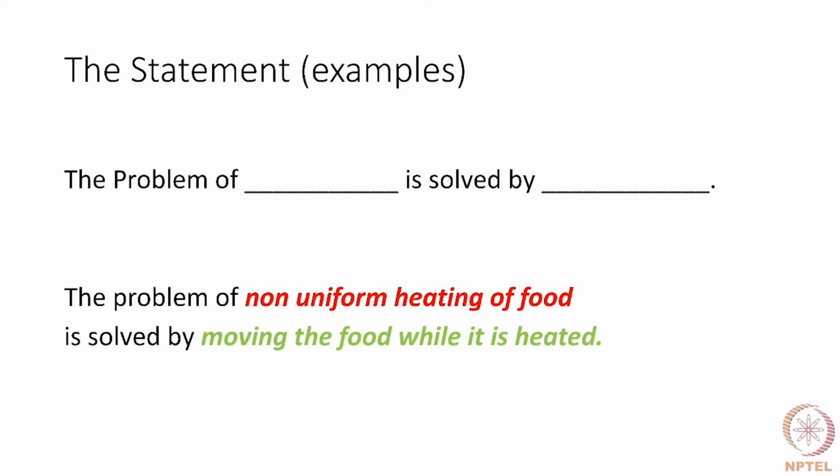If the food is kept static in a microwave oven, it will not get heated uniformly. So this was simply solved by just keeping a rotary motor at the bottom. So the problem is defined and the solution is the invention in this case. So now you know, when you write a problem solution statement, how to present the problem and how to pitch the invention as a solution to the problem.